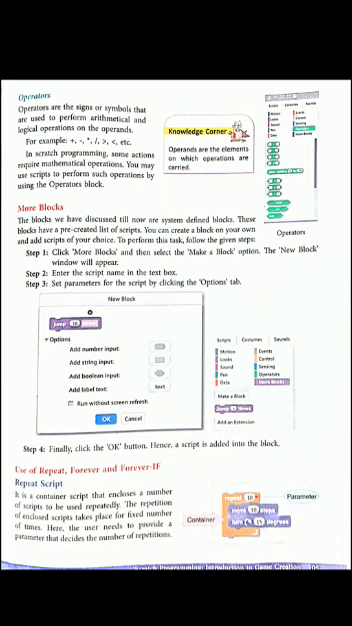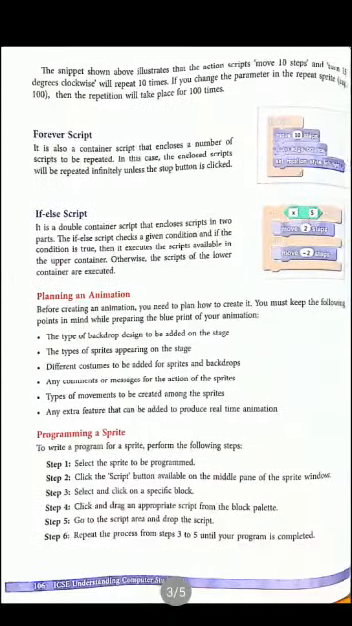Then the next part is the use of repeat, forever, and if. The repeat script is a container script that encloses a number of scripts to be used repeatedly. The repetition of the enclosed scripts takes place a fixed number of times. Here the user needs to provide a parameter that decides the number of repetitions. So anything you want to repeat. Now please turn to the next page. We are coming to the last part.